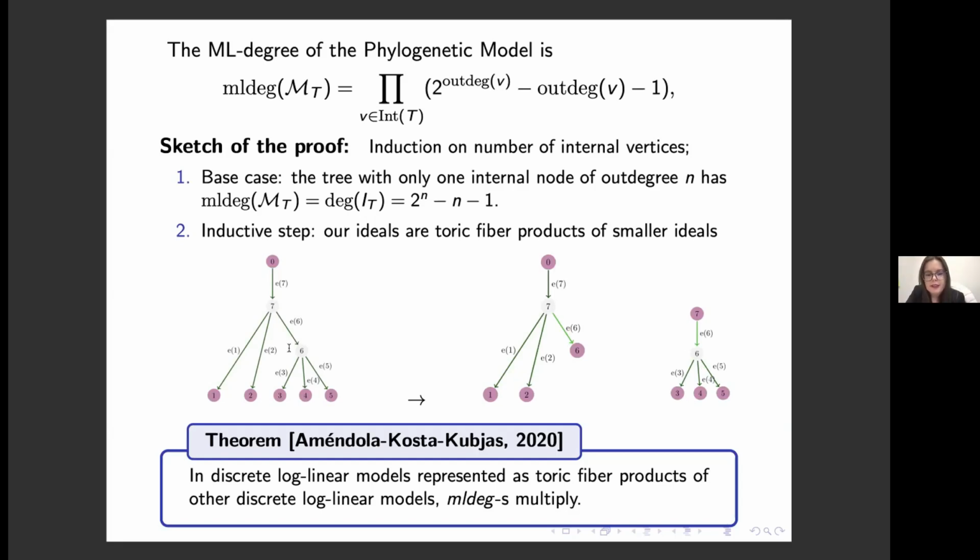And in fact, the ideal of the first one is a toric fiber product of the ideals of the other 2 trees. And then the result by Améndola, Costa, and Cubias finishes the job, because they show that in discrete log linear models, if your ideal is a toric fiber product, then the ML degrees multiply.